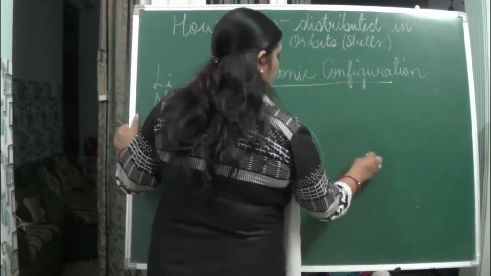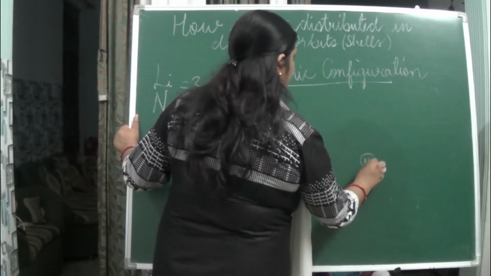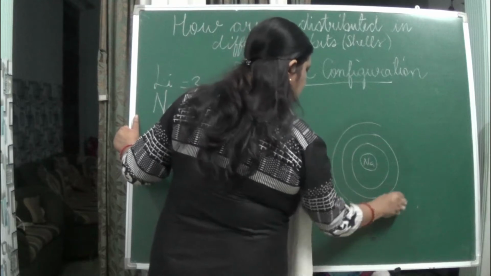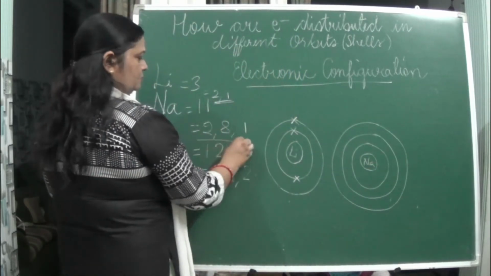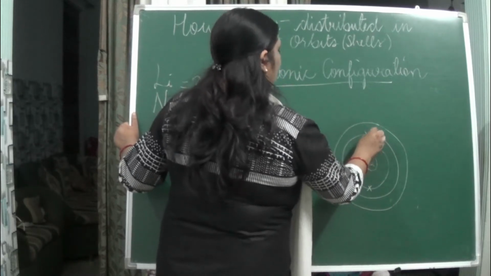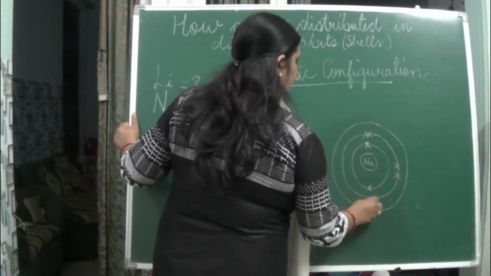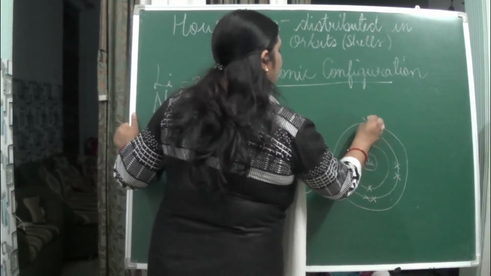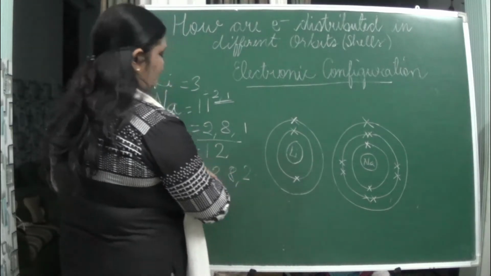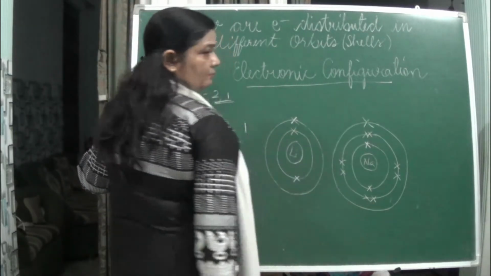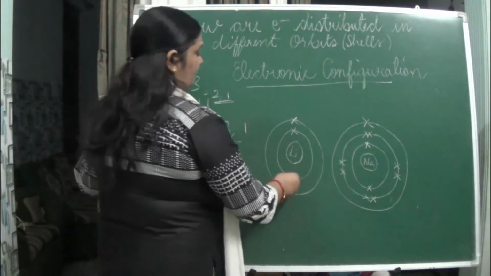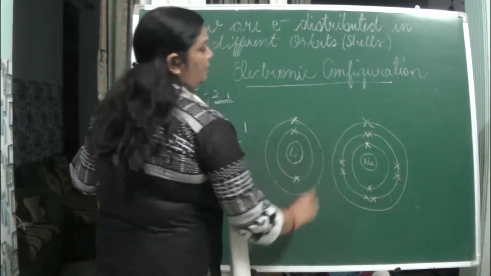Come to sodium, Na. 1, 2, 3. You have seen, you have done it also. So it becomes 2, 8 and 1. Likewise you can do magnesium also. Instead of 1, how many will come? 2, isn't it? So this is how you will be arranging the electrons in the different orbits.